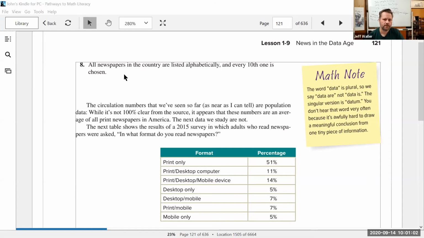Let me ask you a couple things. Did every paper have a chance to show up in the sample in number 8? We have no clue. So if I list alphabetically, one thing they're missing in number 8 is which paper do I start with? If I randomly choose a paper to start with, and then I pick every 10th one after that, then every paper had a chance to be picked.